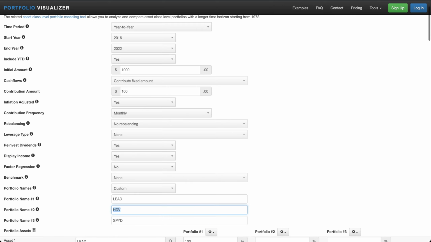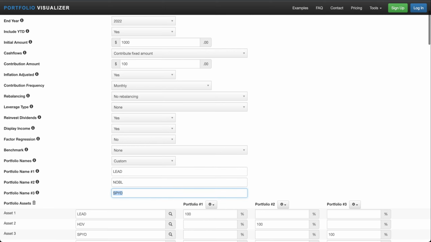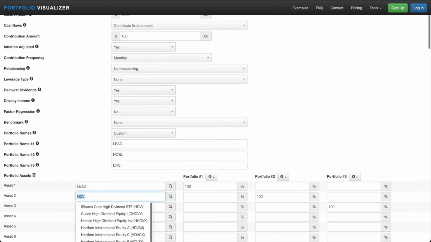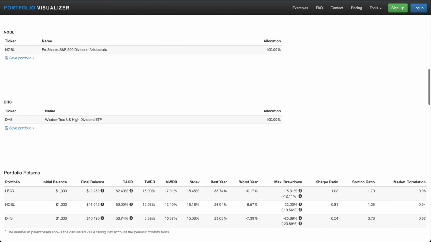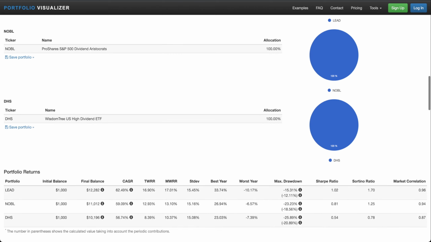In the last round, let's compare LEAD with NOBL, which is the Dividend Aristocrats ETF, and DHS, which is from WisdomTree. Both NOBL and DHS have an expense ratio similar to LEAD. And we compare the portfolios. Again, we can see here the LEAD ETF beats out NOBL by more than $1,000 and DHS by more than $2,000.